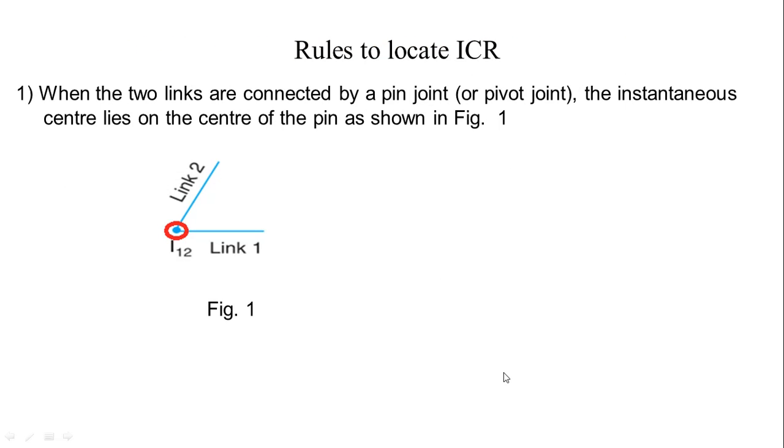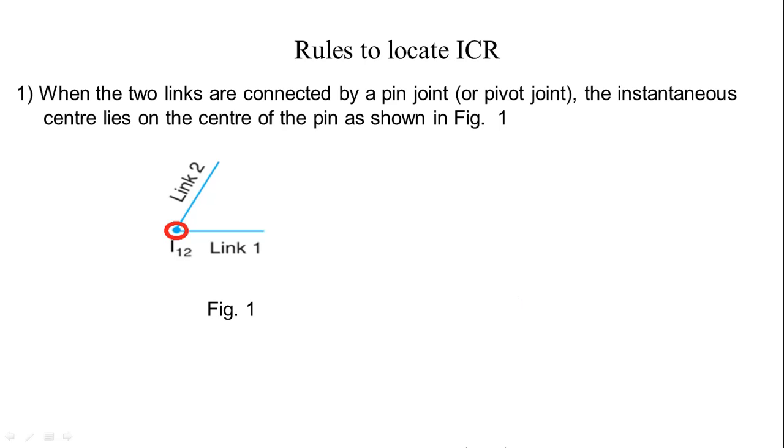Now there are certain rules to locate the ICR. There are three rules, and these three rules are related to three types of pair. We have generally seen a turning pair, a sliding pair, and a rolling pair. According to these pairs, there are some rules to locate the ICR.